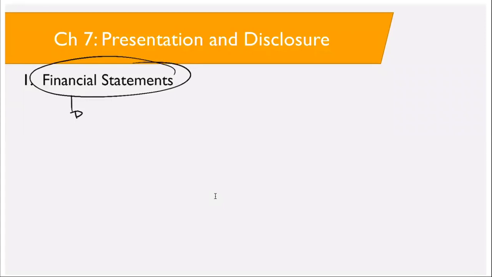Actually, chapter 7, presentation and disclosure, is a new chapter in your conceptual framework. This is not present in your 2010 financial statements. So when we talk about presentation, we talk about your presentation of items for your different items of financial statement. Okay, so we already have your different items of financial statement, right? We have your assets, liabilities, equity, income, and expense.